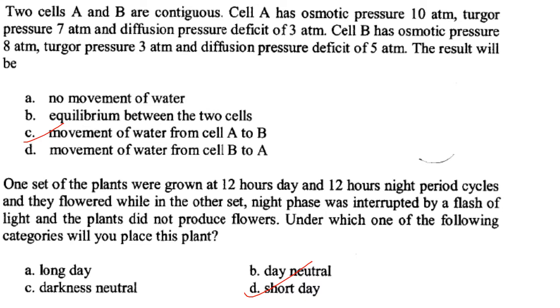So in the case of short day plants, the condition shows that plant requires photo period shorter than the critical day length. This plant needs uninterrupted dark period for flowering, therefore it is a short day plant, and these plants do not flower if the dark period is interrupted with flashes of light. Okay, so here it was 12 hours day, 12 hours night period cycle, and they flowered, while in the other set night phase was interrupted. So when night phase was interrupted, it did not produce flowers, so it is naturally a short day plant.